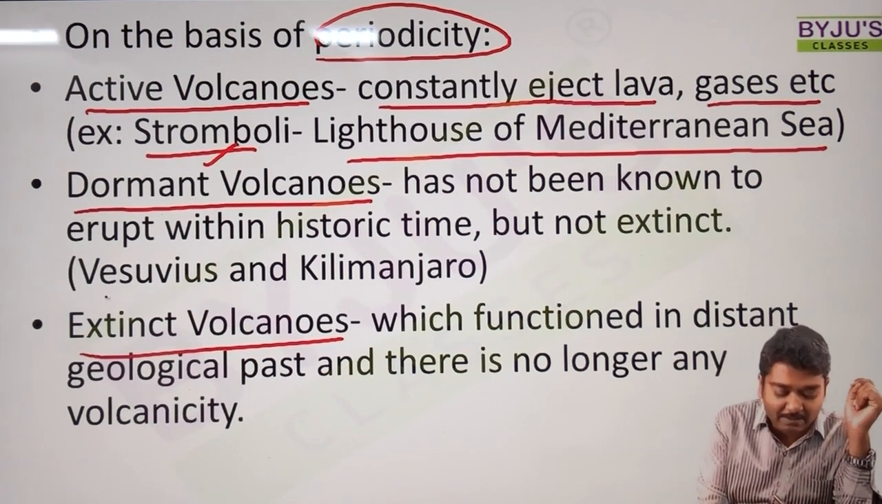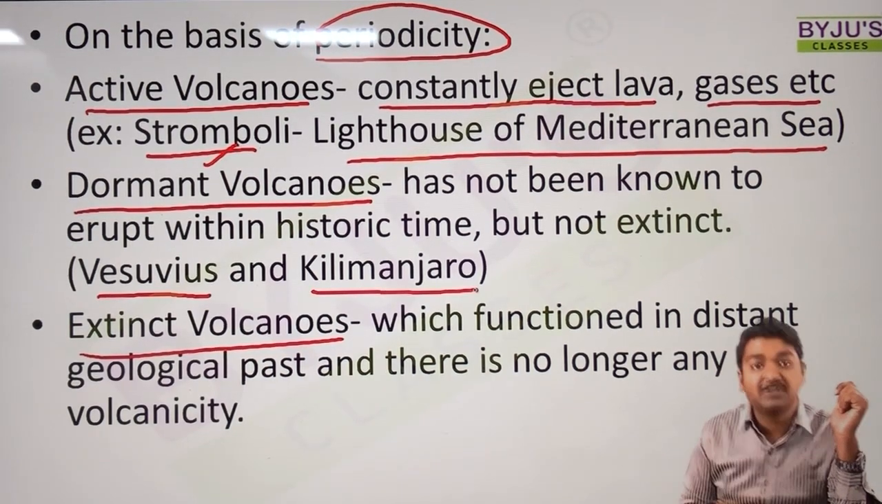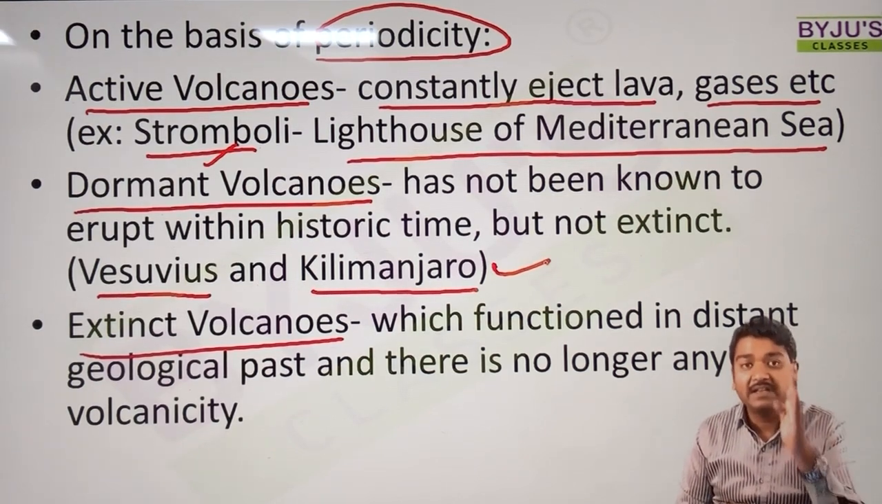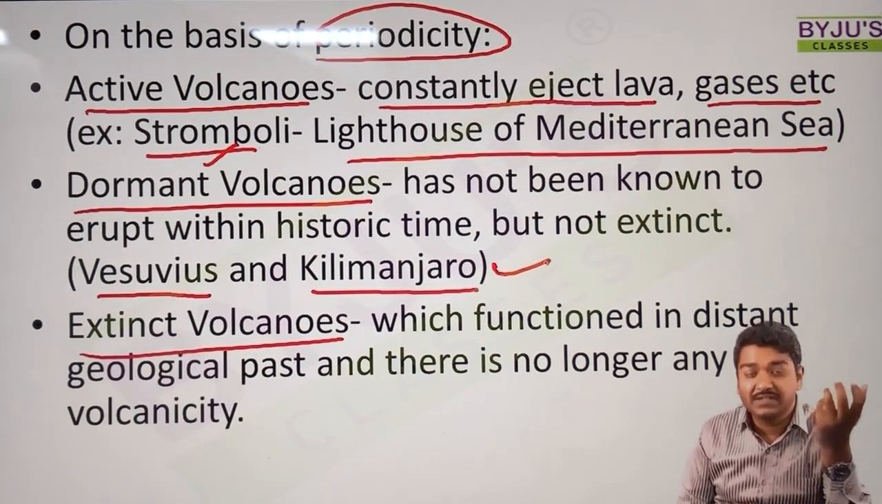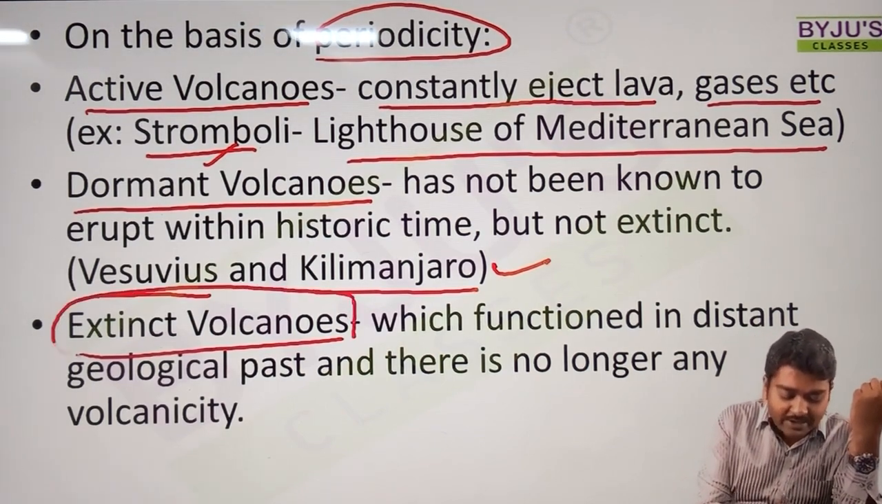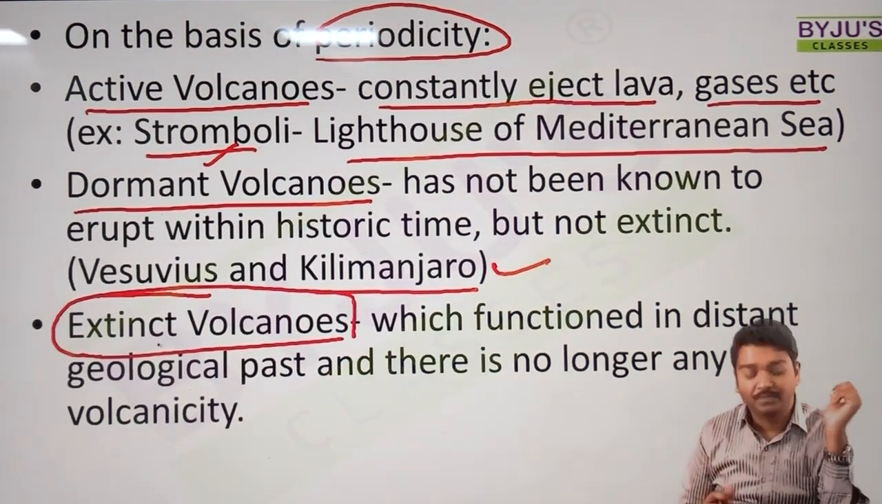What is the best example? Vesuvius or Kilimanjaro. Please see, where is Kilimanjaro? It is present in East Africa, and it is the largest volcanic mountain which is seen there. And it's the only mountain which you see.